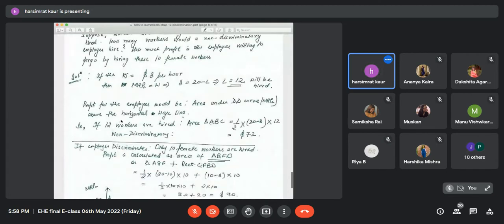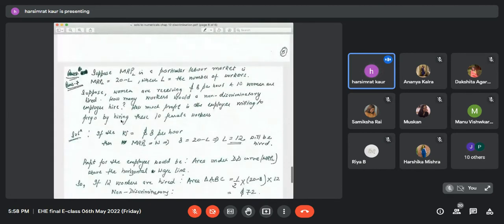So guys, just this last question. It says again, all the questions are about MRPL and wage rate. So guys, suppose the MRPL in a particular labor market is given by this value. So same equation, guys. Imagine MRPL equal to 20 minus L, where L is the number of workers.